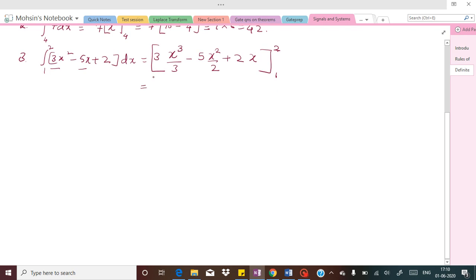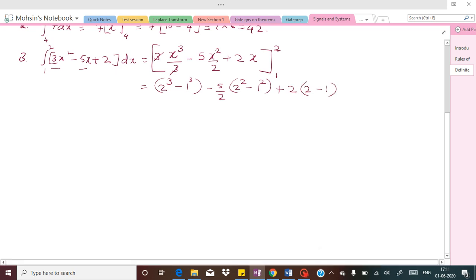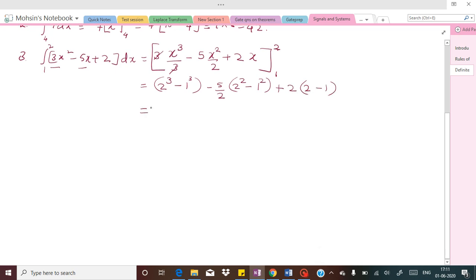So now the 3 will get cancelled in the x³ term. The x value is 2 as the upper limit and 1 as the lower limit. First I will substitute the upper limit. So for the first term, 2³ − 1³. Then 5 by 2 is a constant, let it be outside, then 2² − 1², plus 2 times 2 − 1. Now let us simplify this.